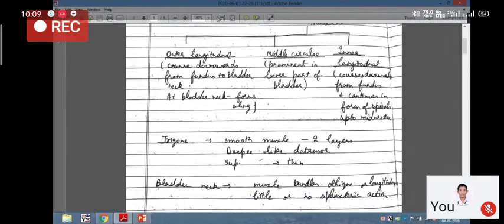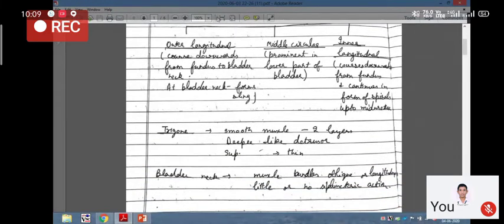And at the level of the bladder trigone, there is smooth muscle which has two layers. The deeper muscle layer is like the detrusor and the superficial is very thin. And at the bladder neck, the muscle bundles are oblique or longitudinal and have no sphincteric action.